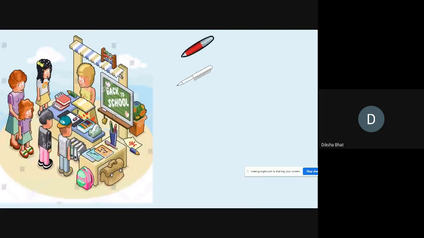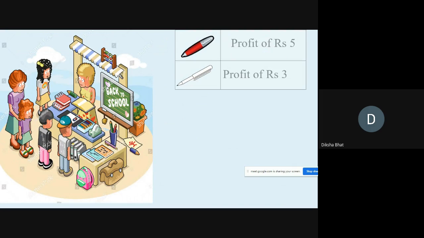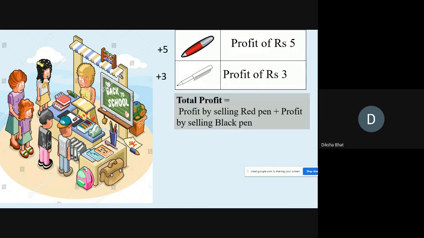Now, let us suppose a shopkeeper sold a red pen and a black pen. Suppose he gets a profit of rupees 5 on a red pen and a profit of rupees 3 on a black pen. Using which sign will you represent the profit of a black pen? Positive. Yes. Positive 3. And what about the profit of a red pen? Positive 5. Yes, correct. Now, if we have to find the total profit, we have to find the individual profits. We know that profit is expressed using the positive sign. So, what will be the total profit?